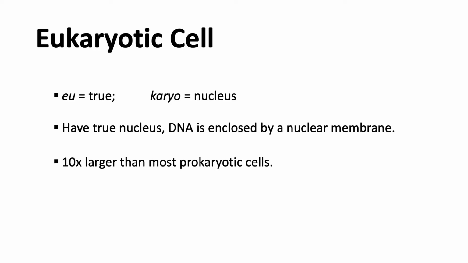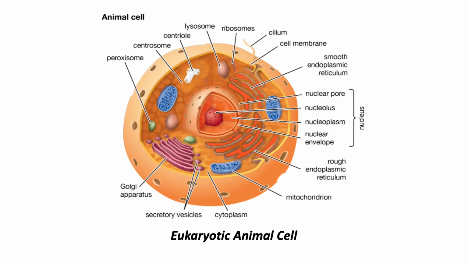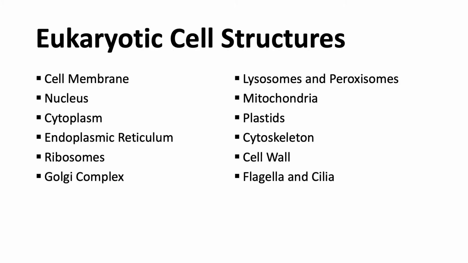Now we'll talk about the eukaryotic cells. Eukaryote comes from the words eu or true and karyo or nucleus, because they have a true nucleus and their DNA is enclosed by a nuclear membrane. Most animal and plant cells are 10 to 30 micrometers in diameter, about 10 times larger than most prokaryotic cells. This is an example of an animal cell with all its structures and organelles in it. These are the structures of a eukaryotic cell. We will discuss them one by one in detail.